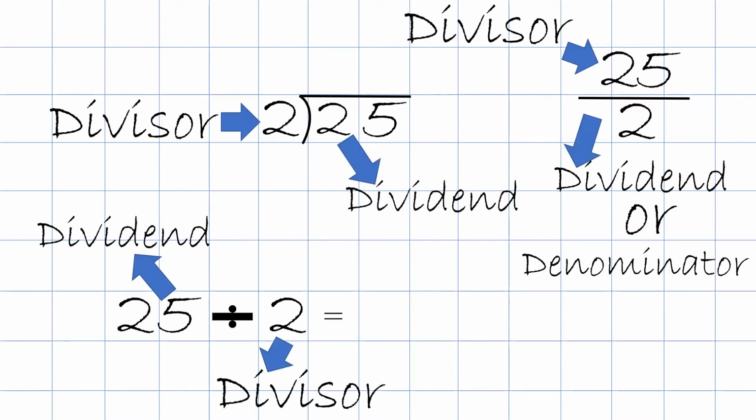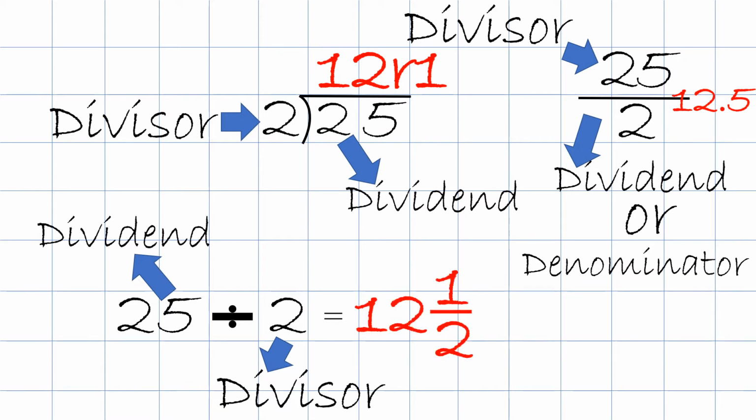So in review, what is the answer to 25 divided by 2? By the way, the answer in a division is called a quotient. So what is the quotient for 25 divided by 2? One of the ways we could say it is 12 remainder 1. Another way to say it is 12.5 or 12 and a half. All of them are acceptable answers.